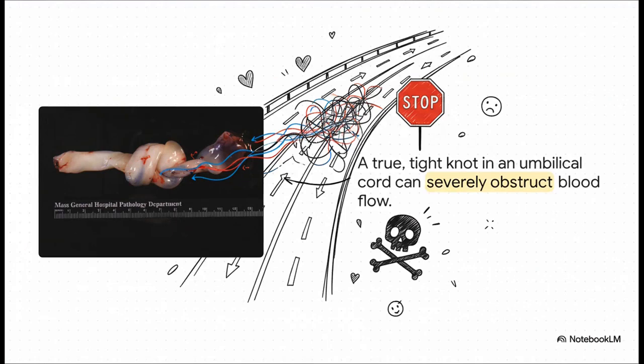Just look at this image, a true knot in the umbilical cord. This cord is like a highway, isn't it? It's carrying blood, oxygen, nutrients, everything. So tell me, what do you think will happen when this highway gets tied up in a knot and pulled tight? The traffic, the blood flow, it can be severely blocked or even stopped completely. This is a fetal catastrophe just waiting to happen.